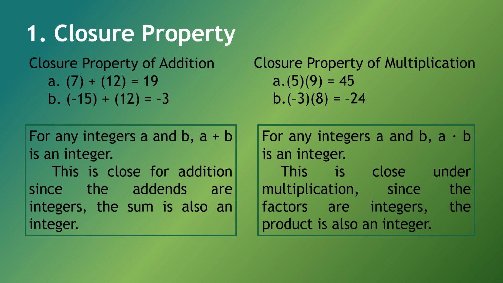So kapag sinabing closure property, kapag ang dalawang number ay integers, dapat ang sagot ay integer. So kapag may nakita kayong ganitong uri or ganitong examples ng equation, ito ay halimbawa ng closure property. It's either in addition or multiplication.